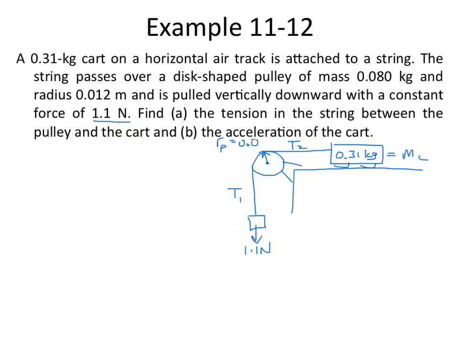0.012 meters. All right, and the pulley also has some mass. Mass of the pulley equals 0.080 kilograms. All right, so it has some specifics about the mass of the object that's being pulled, but also the mass and the radius of the pulley right here. All right, so that's going to be our specifics about this.